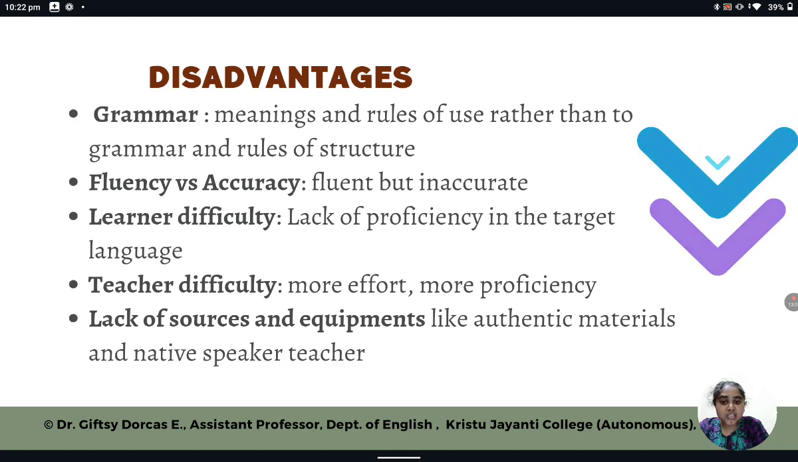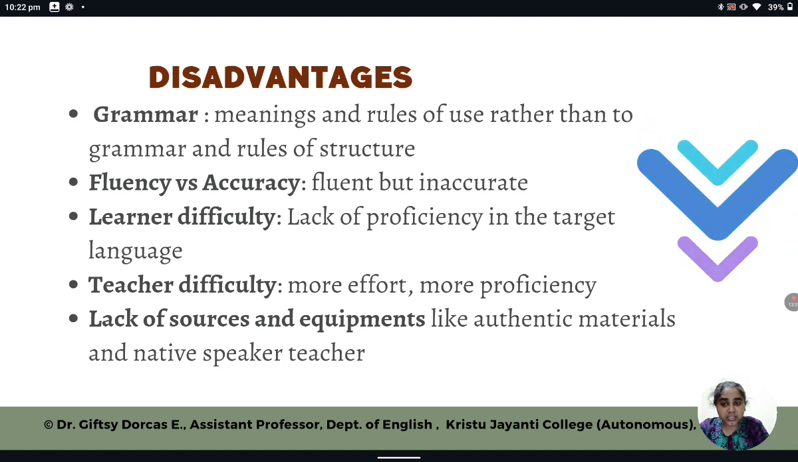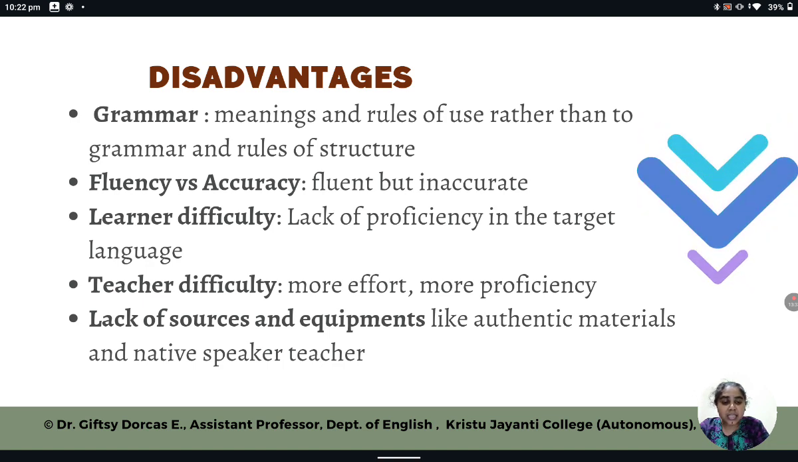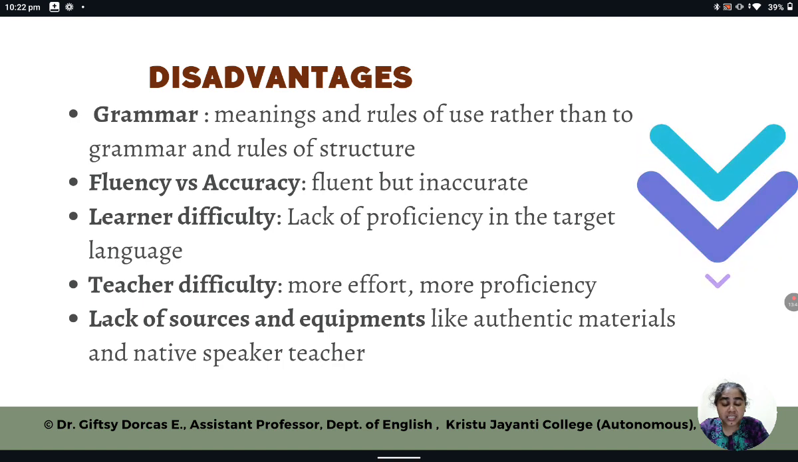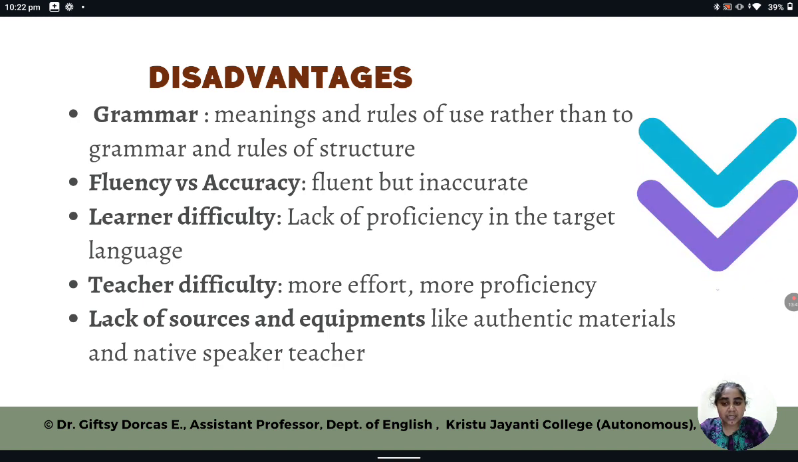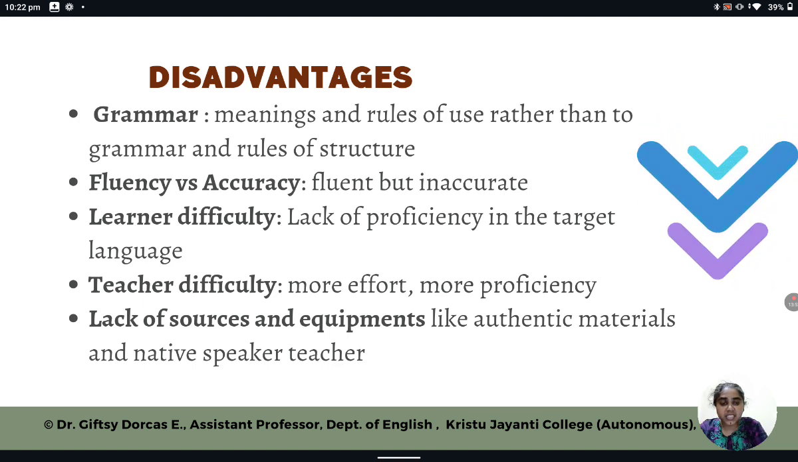So even the teachers found it at times difficult when they were not proficient with the language. Then the sources and equipment used needed to be very authentic, and the teacher needed to be someone who spoke the language, so a native speaker, which was a difficult task. So these were some of the disadvantages of the CLT method.